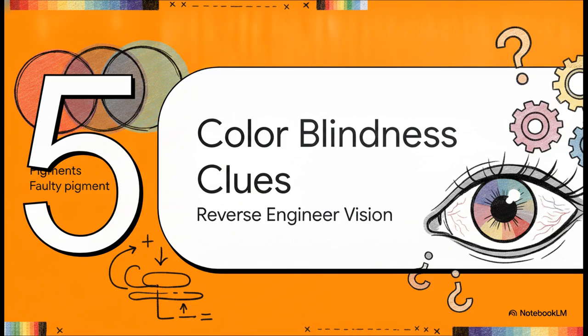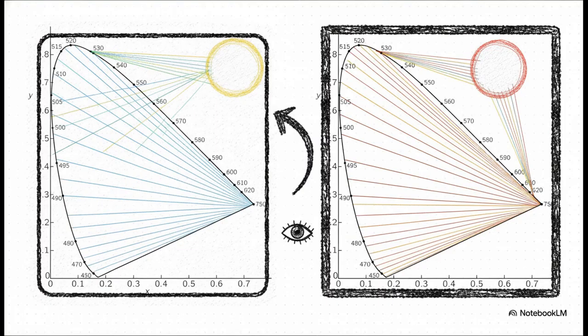Section 5. Clues from color blindness. Reverse engineering vision. So how did scientists actually prove the eye uses three distinct pigments to do all this math? Well, they used mistakes. Let's see how this all builds together. Here we have maps showing colors that look identical to individuals with two very specific types of color blindness. We've got deuteranopes on the left and protanopes on the right.